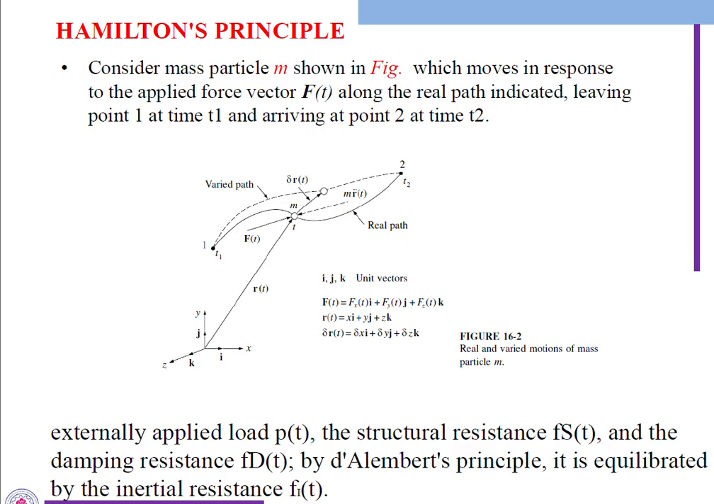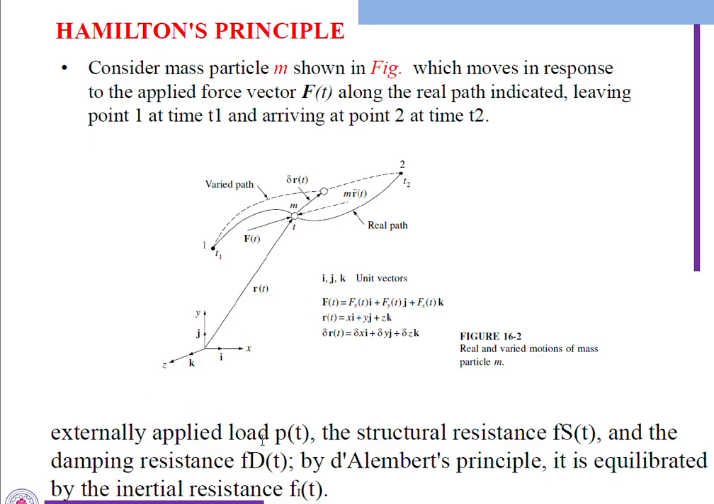If you consider a mass, the real path will be like this. But there may be a varied path. We use this coordinate system x, y, z, whereas r of t indicates the resultant of this force, and del r of t indicates the resultant total displacement of the particle from its original position to the displaced position, when we apply the forces in all directions.